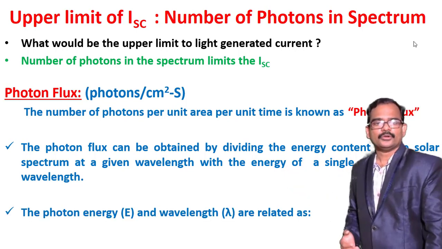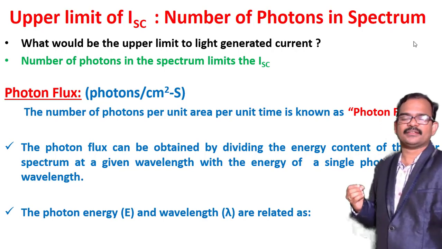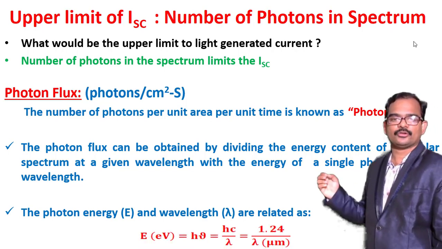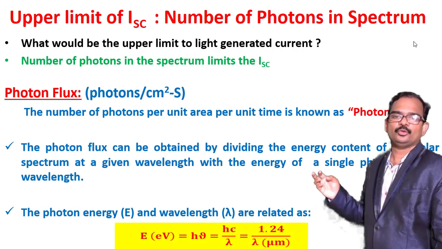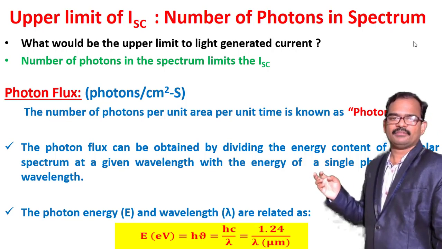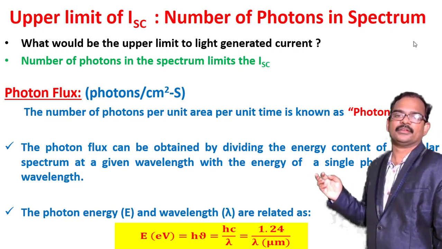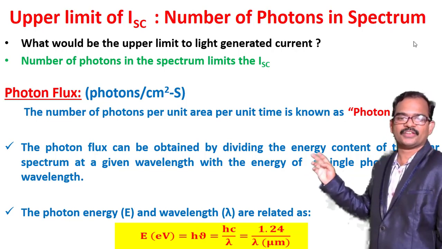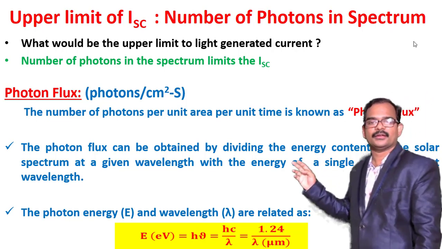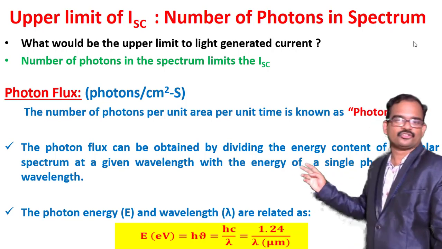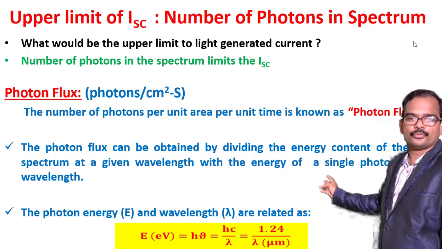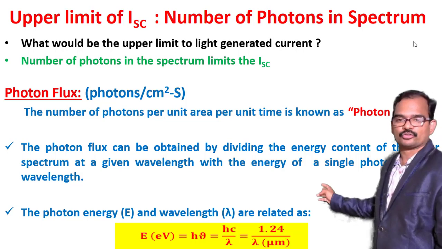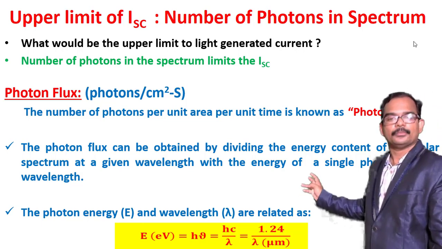That's it. The photon energy and the wavelength are related as E is equal to h nu. Nu is the frequency, which is given by c by lambda. Therefore E is equal to hc by lambda. If I substitute the value of h, Planck's constant, and the value of c, the velocity of light, in the equation, I will get 1.24 by lambda electron volts, where lambda should be in micrometers.